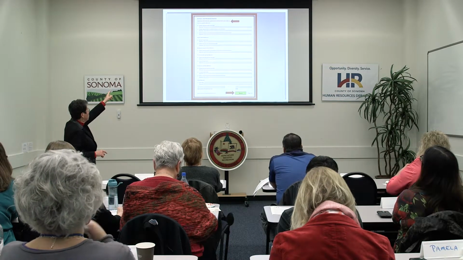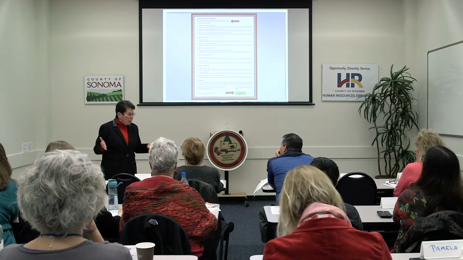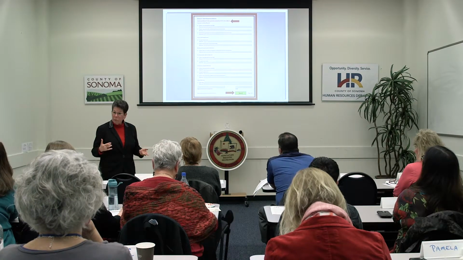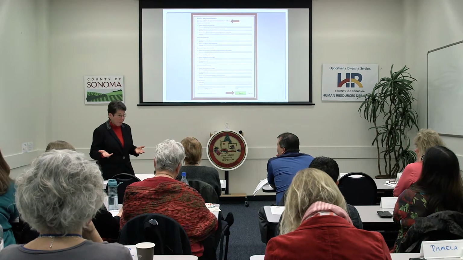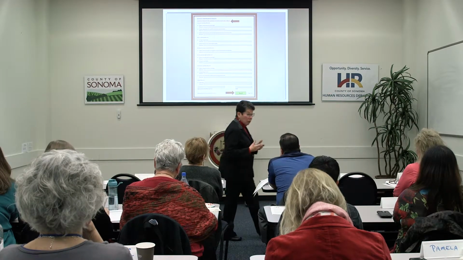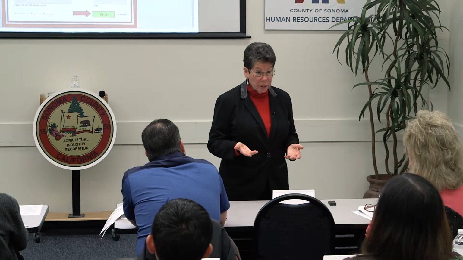And please note up top, see where the big arrow is up on the top there? Submit to risk with the agreement, including the scope of work. We can't evaluate the amount of risk that we would be accepting if we waive any or all of the insurance requirements unless we know what the contract says and what the scope of work is.